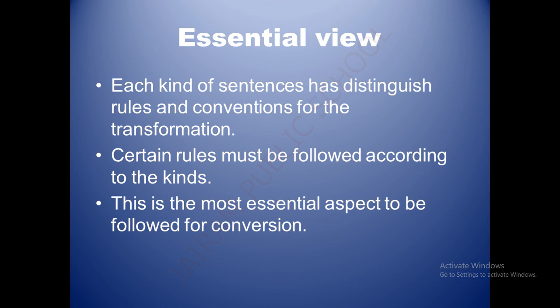Already I said, if you identify an assertive sentence in direct speech, you need to follow the assertive rules alone to articulate the sentence. The third point is the most essential aspect to be followed for conversion. Which is the most essential aspect? The four kinds of sentences and their rules are the most essential aspect to be followed for conversion. Conversion in the sense of transformation.